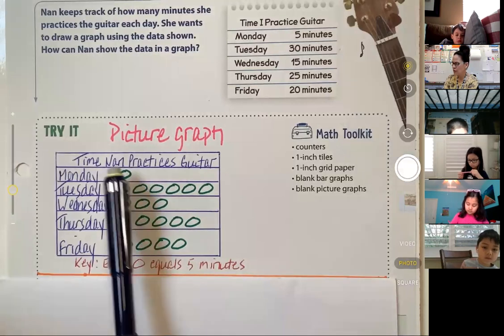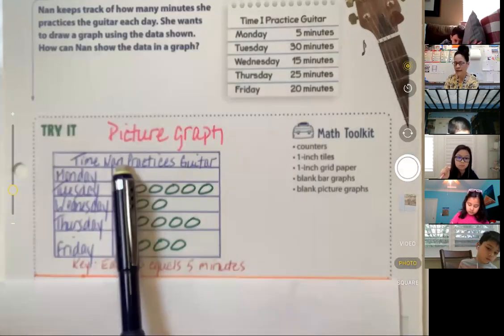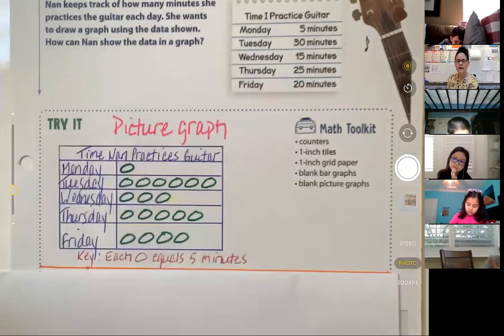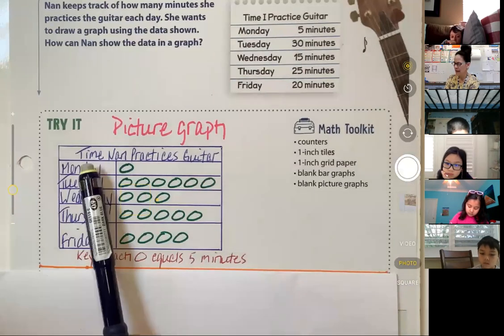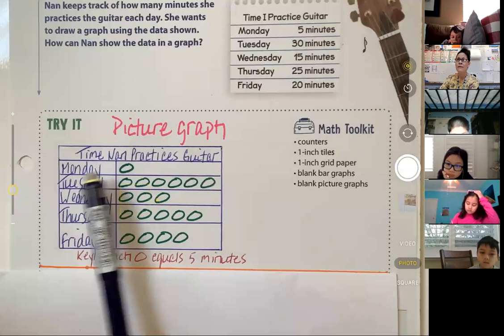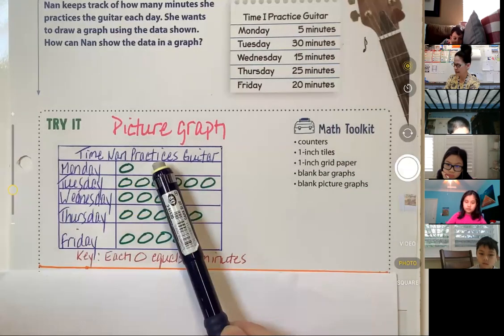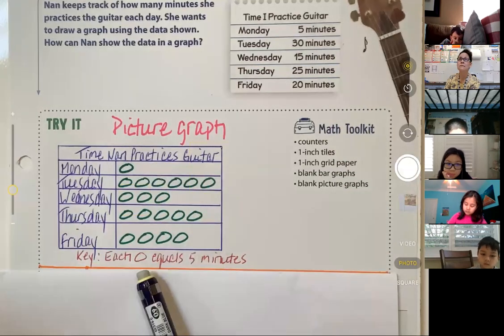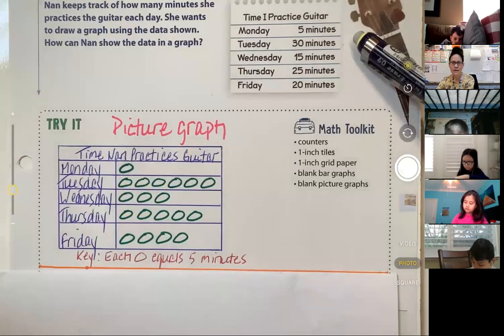So now I drew my graph here, my picture. I titled it. I labeled it. I gave it a key. Now I'm ready to represent her data. I'm going to take it a day at a time. Monday. How many minutes on Monday? 5 minutes according to Nan's notes. She gets a circle here because that circle is 5 minutes. I'm all done with Monday. Now I get to go to Tuesday. Tuesday, she practiced for 30 minutes according to her notes.